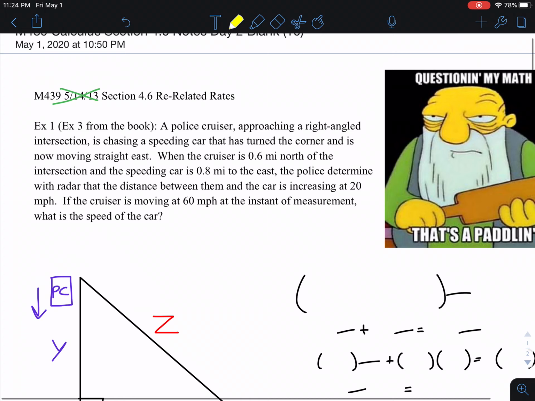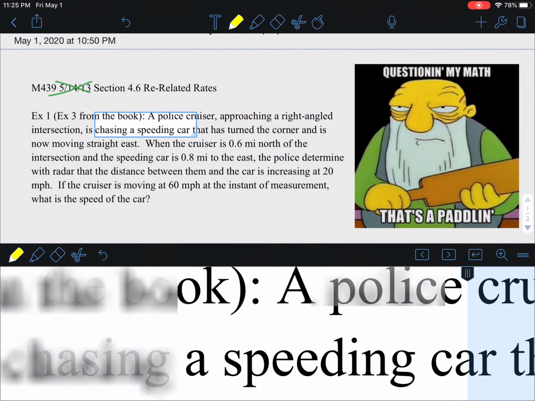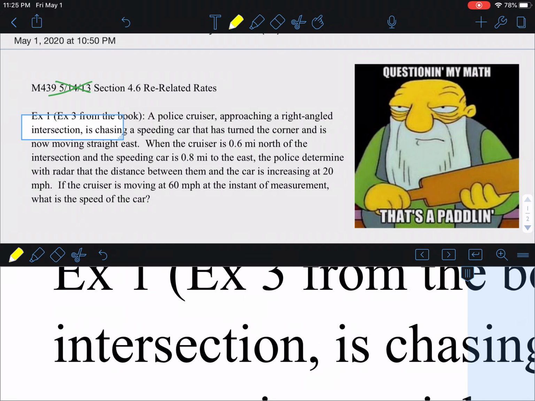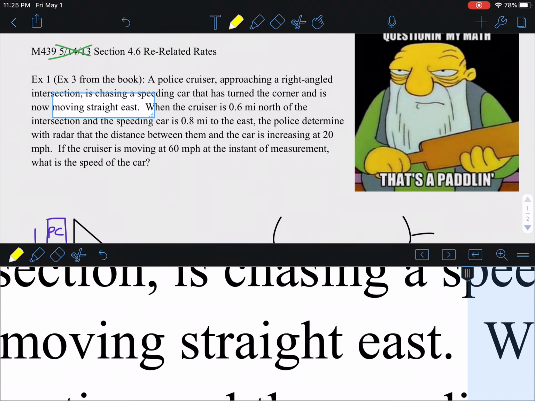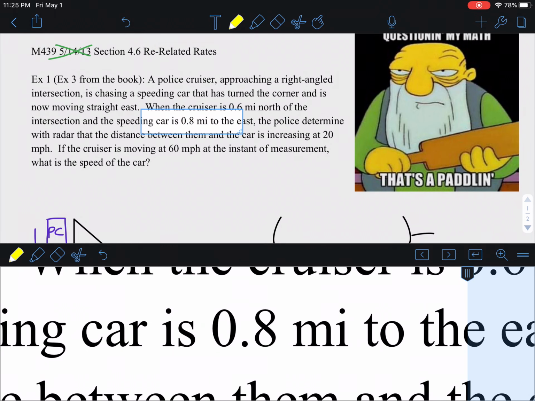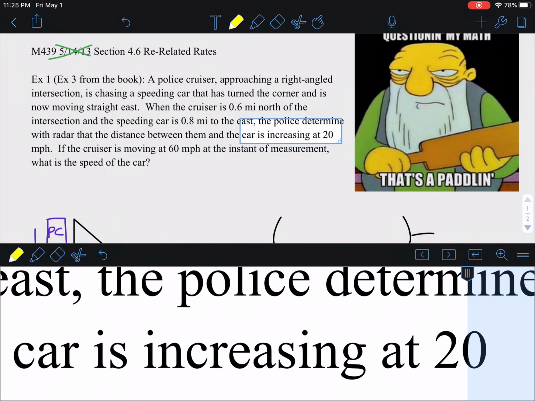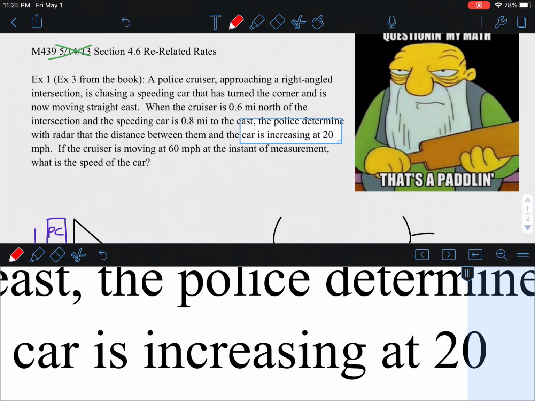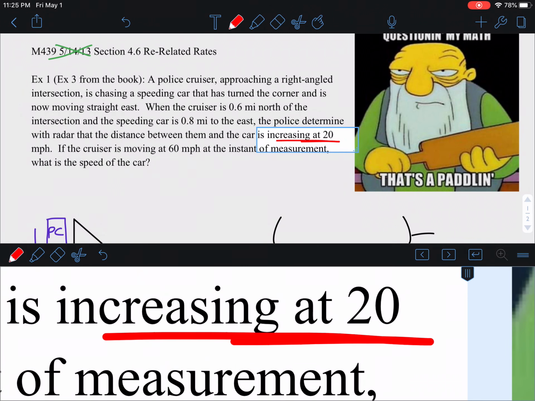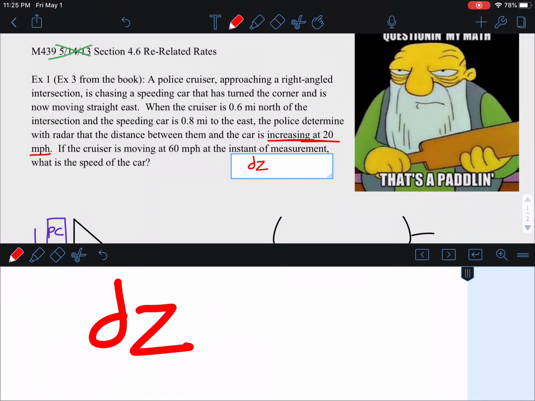Okay, let's look for some rates. The police cruiser is approaching the right-angled intersection. That's important. The speeding car moving straight east, that's important. We're going to come back to these distances in a little bit. I want to talk about the rates. We know the distance between the police cruiser and the speeding car is increasing at a rate of 20 miles per hour. And so that 20 miles per hour is going to represent the z in my picture.